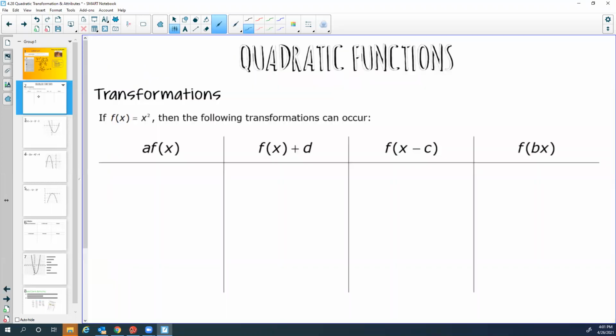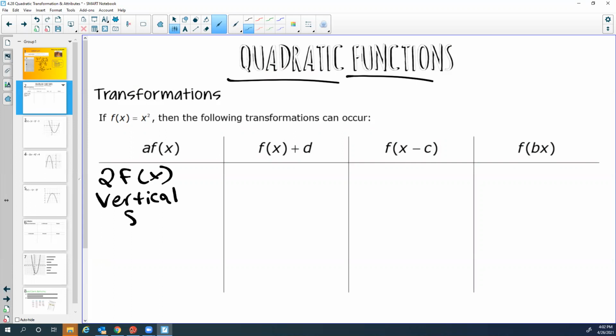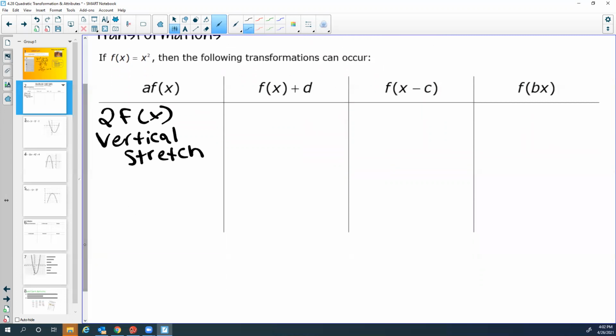All right, transformations. That is what we're going to talk about today, quadratic functions. First off, let's go ahead and review all of our transformations for a quadratic. Whenever you have a·f(x), for instance 2f(x), in that case you would have a vertical stretch. In other words, your parabola got skinnier.